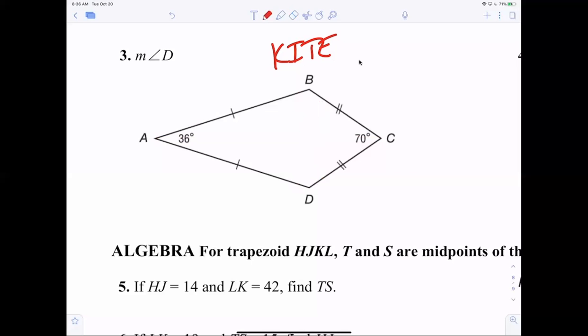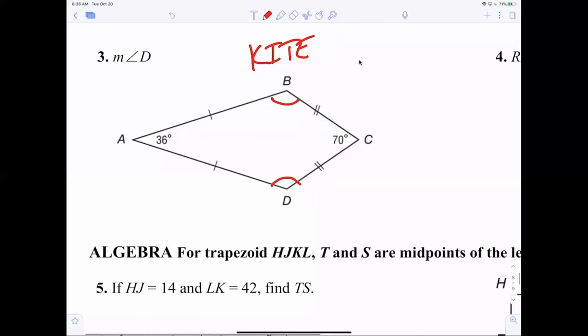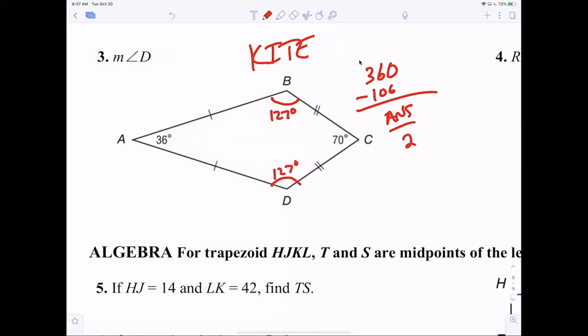What's true about angle B and angle D? They're equal. Thank you very much. So if they're equal, what's the quickest way to figure out the measure of angle B and D? The angles of a quadrilateral add up to 360. So you take 360, subtract 106, and then divide that by 2. And you get what? Both angles are 127 degrees.